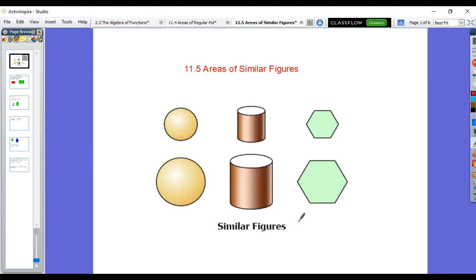Welcome, y'all. Back to some more geometry fun. Today we're talking about areas of similar figures.